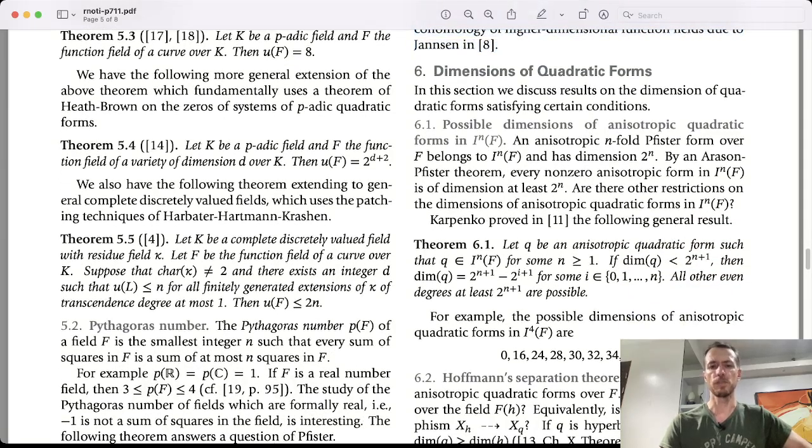Dimensions of quadratic forms. In this section, we discuss results on the dimension of quadratic forms satisfying certain conditions. Possible dimensions of anisotropic quadratic forms in the nth power of the ideal of F. An anisotropic n-fold Pfister form over F belongs to the nth ideal of F and has dimension 2 to the n. By the Arason-Pfister theorem, every non-zero anisotropic form in the nth power of the ideal of F is of dimension at least 2 to the n. Are there other restrictions on the dimensions of anisotropic quadratic forms in the nth power of the ideal of F? Karpenko proved in reference 11 the following general result.